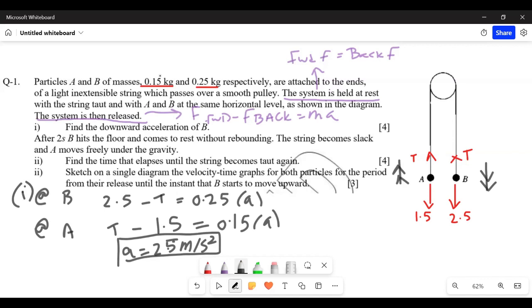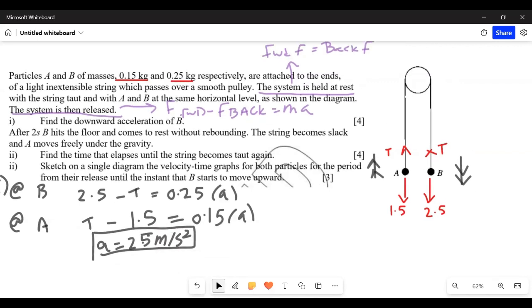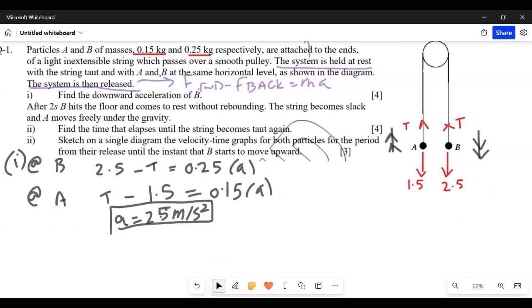After 2 seconds, B hits the floor and comes to rest without rebounding. The string becomes slack and A moves freely under gravity. Let me show that. Okay, so what is happening? After 2 seconds, B hits the ground.